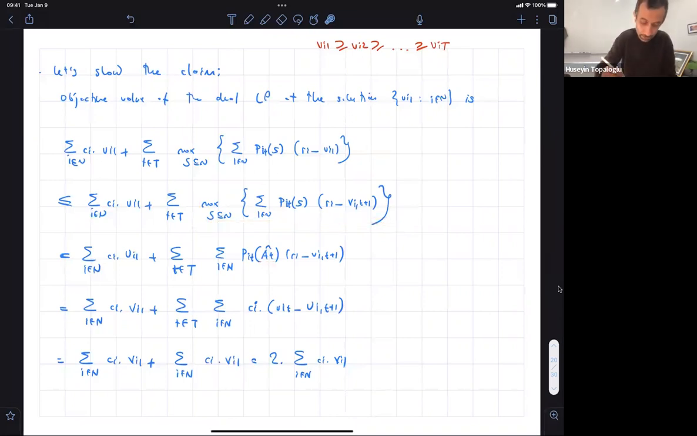Good. For the next equality, let's again refer to our bid price update formula. What does our bid price update formula look like?